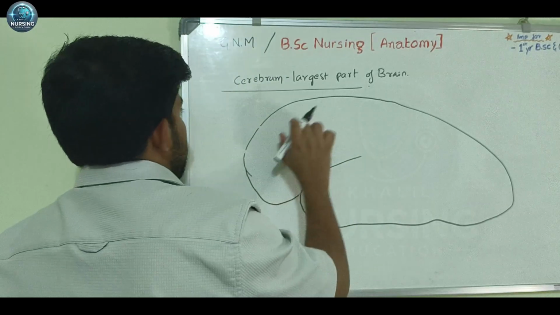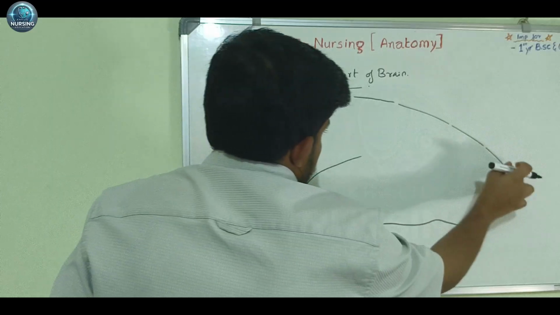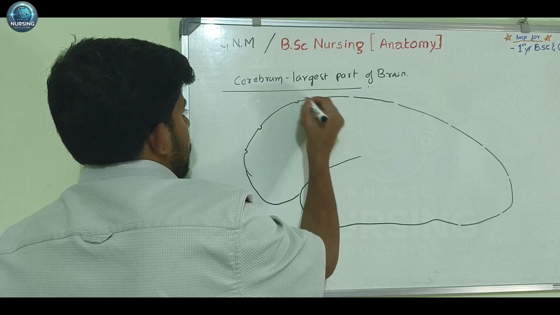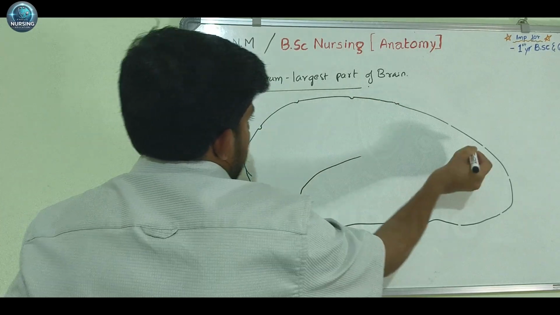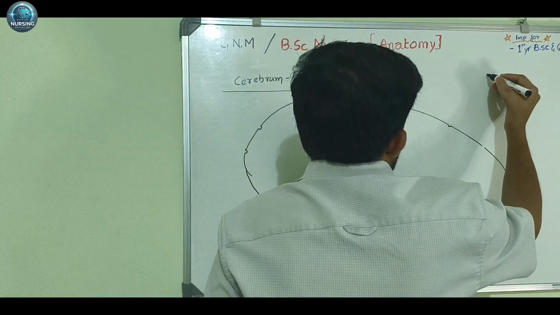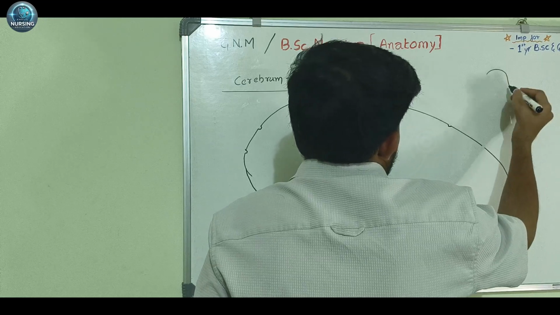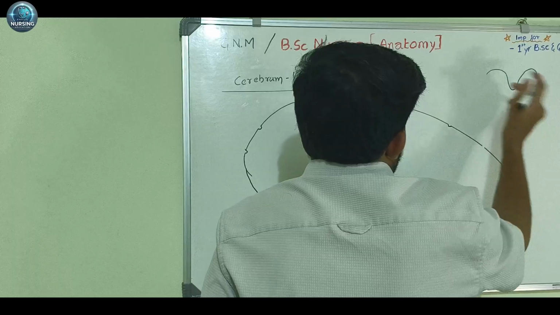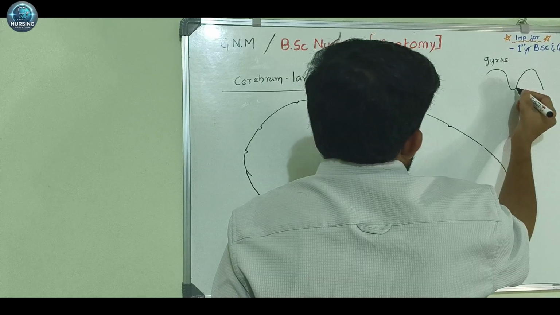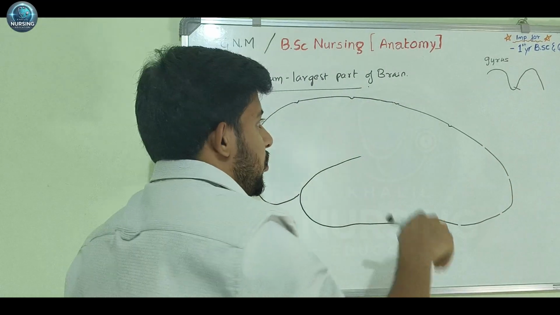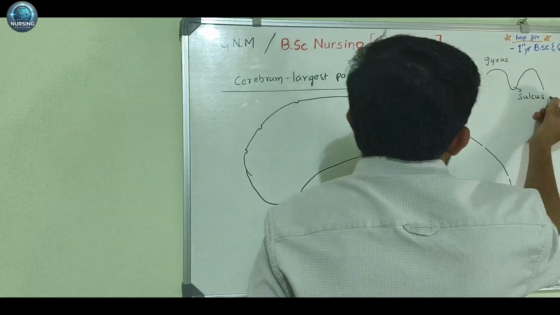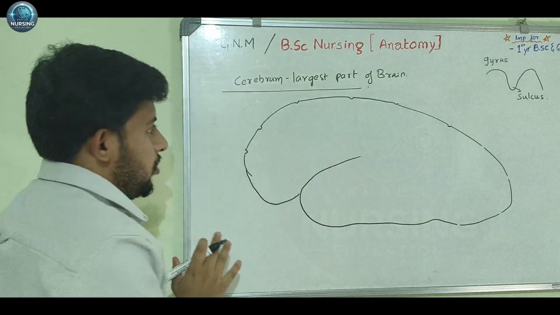On every surface of the brain there is a presence of grooves. These grooves are called sulcus. In the up and down pattern of convolution, the ups are called convolutions and the downs are called grooves. The convolution is called gyrus. The deeper groove is called sulcus. Is that clear? So this is the cerebrum structure.